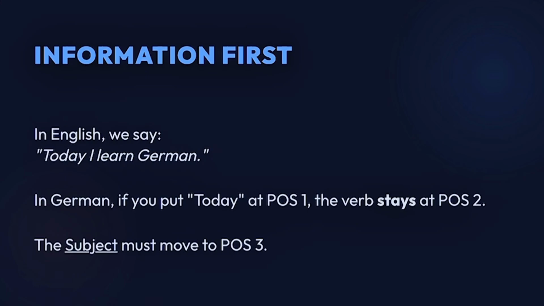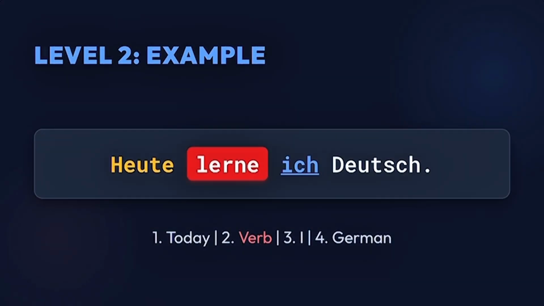Information first. In English, we say, for example, today I learn German. In German, if you put today, the specific time, at position 1, the verb stays at position 2. The subject, at the same time, needs to move to position 3. I'll show you in an example. For example, heute lerne ich Deutsch. First of all, in this sentence, we put the specific time, heute, today. It will be in our position 1.